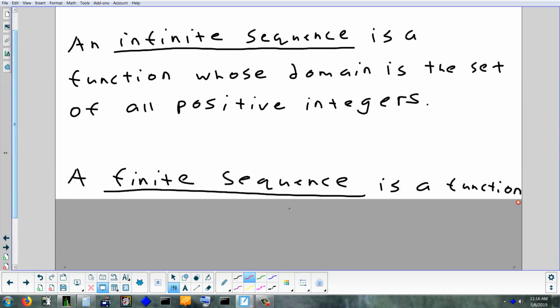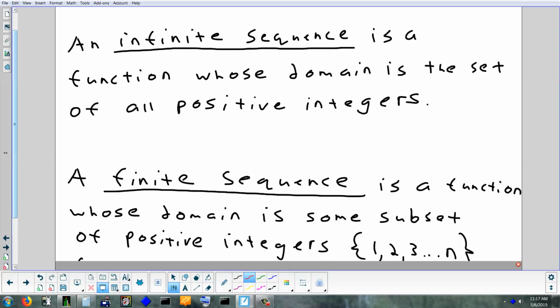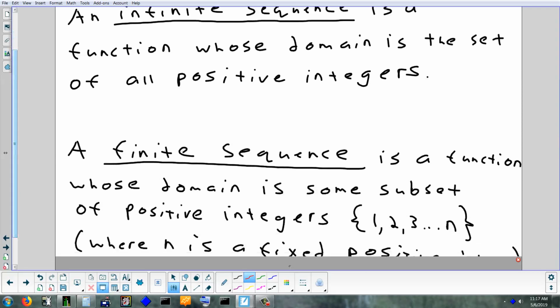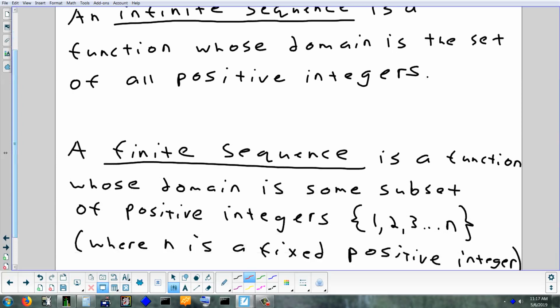So kind of the flip side of that is if you don't have an infinite sequence, you have a finite sequence. Finite means it ends. So in that case, if you come up with a formula for a finite sequence, the domain is a subset of the positive integers. What does that mean? Well, it would start at 1, representing your first term, and it would go up to n. N would be a stopping point. I mean, n could be a million, could be a billion, could be a trillion, but no matter how big n is, it does stop somewhere.